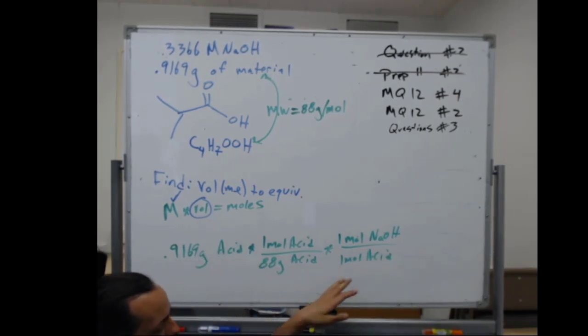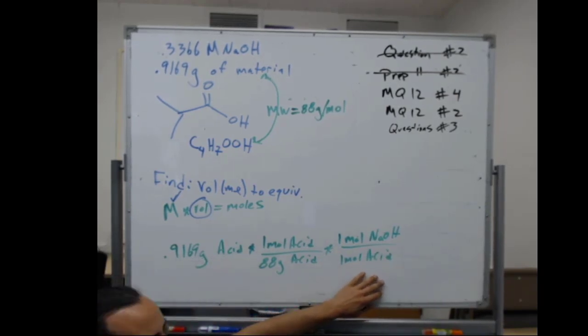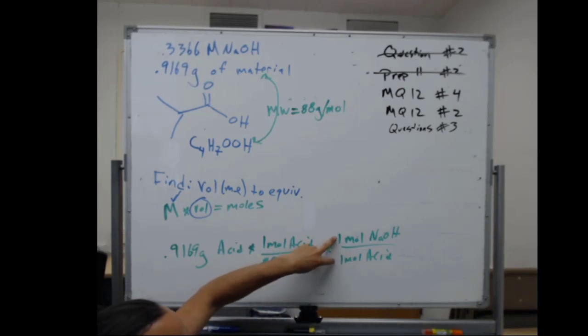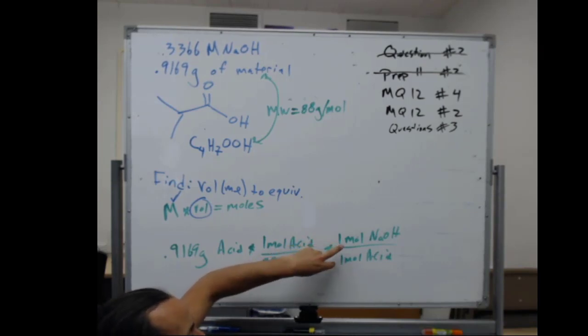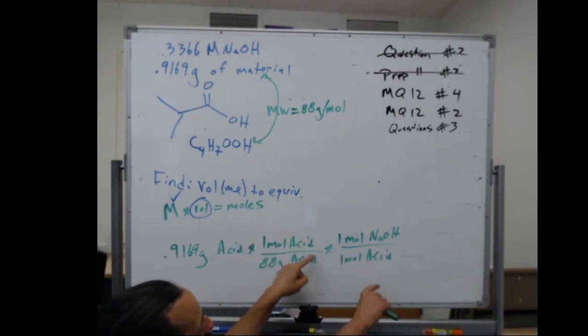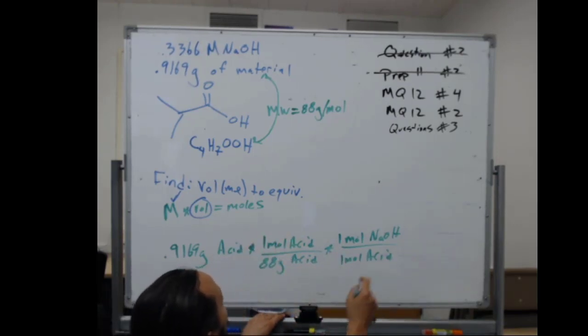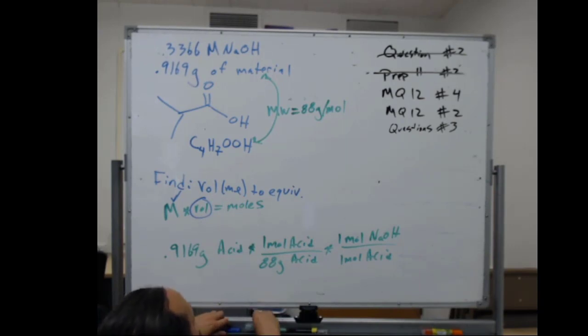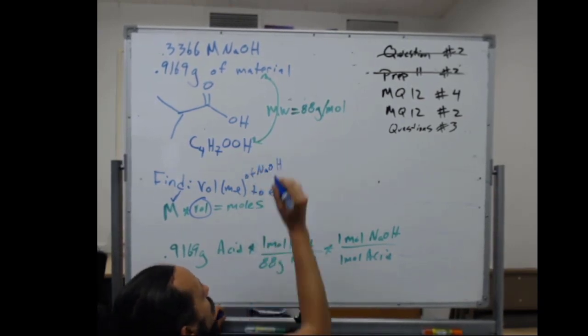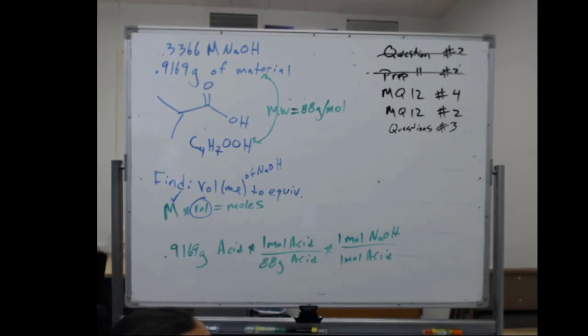And notice, from the problem I did before, this is the flip, right? And for these mole ratios that we usually get from the chemical equations, we can write them either way as necessary. The ratios work forwards and backwards. So this is the flip, and the reason I flipped it is so that way my moles of acid will cancel and I'll get moles of NaOH, because I'm looking for a volume of NaOH to equivalence point, not a volume of acid.